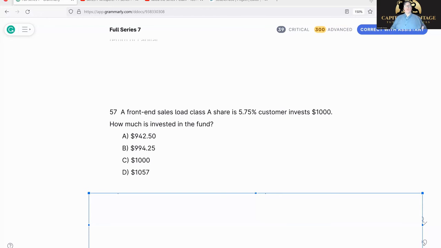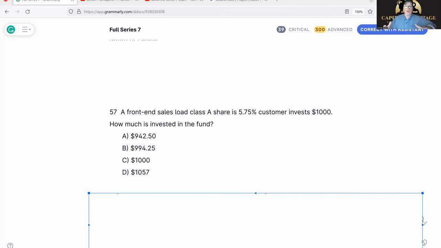Okay, so here's a strange one. I don't even know how to explain how to do the math, and it's not going to show up a lot. But read this one. A front-end sales load, Class A shares, 5.75%. Customer invests $1,000. How much is invested in the fund? So remember, you're putting in $1,000. The sales charge comes out of what you put in. And that is what we understand.